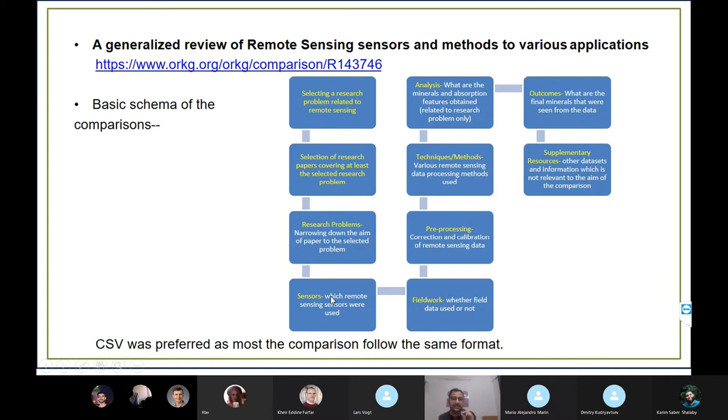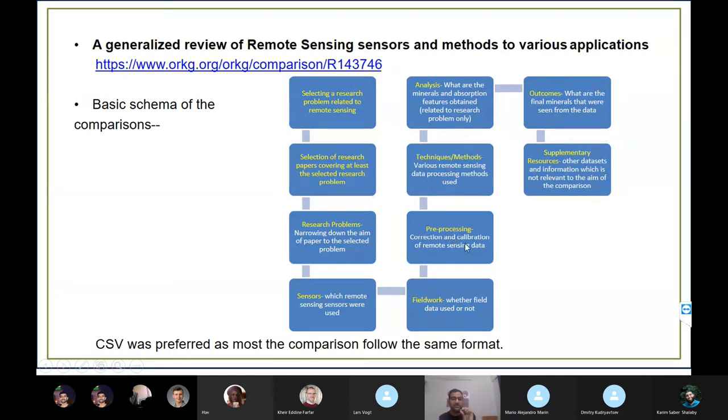Then selecting the sensors which were used and the analysis that was used by the authors to define the problems related to the research problem only. Then coming to the techniques and methods, these are the important part for a remote sensing student, because many high quality journal papers do not include the basics of some newly used techniques.